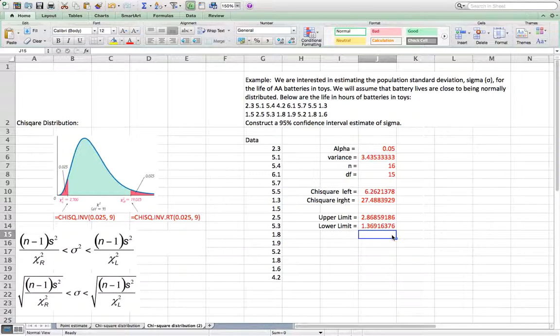So we construct a 95% confidence interval for this population sigma: it is between 1.369 and 2.869.